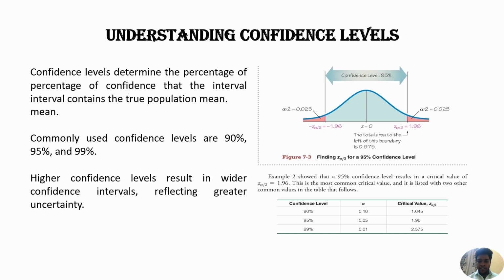Understanding the confidence levels. The confidence level determines the percentage of confidence that an interval contains the true population mean. Commonly used confidence levels are 90%, 95%, and 99%. A higher confidence level results in wider confidence intervals, reflecting greater uncertainty.